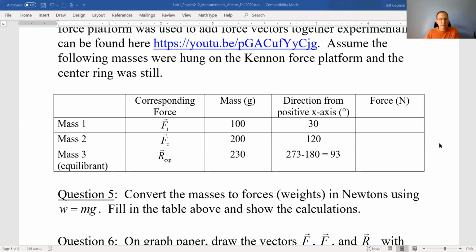Okay, so this is basically question 5. Given this information, basically the masses in grams here, I want you to compute the forces in newtons for F1, F2, and then this ultimately, I call it the equilibrium here, but it's really the corresponding force that we want to compute, a resultant force, right? Because we want to add these two together to get a resultant. It's going to be the same magnitude, but opposite direction. And again, I explained that in that short little video on the Kennan force platform. But you just have to worry about the mass in grams here. So convert to kilograms, multiply by 9.8, and that'll give you the forces. And then make sure you show me those calculations.